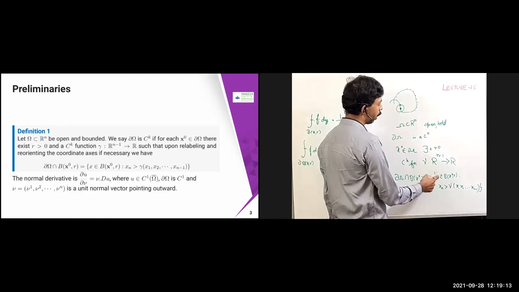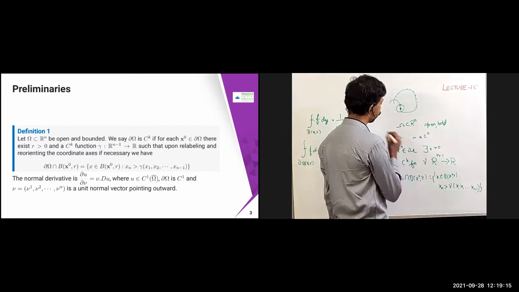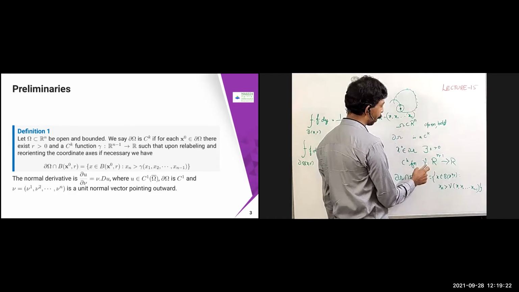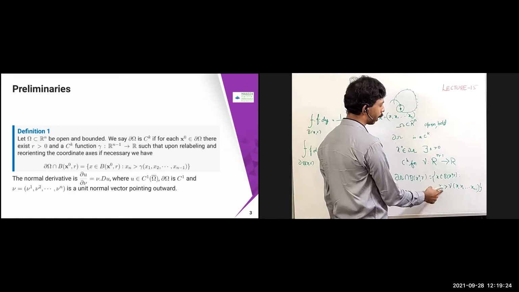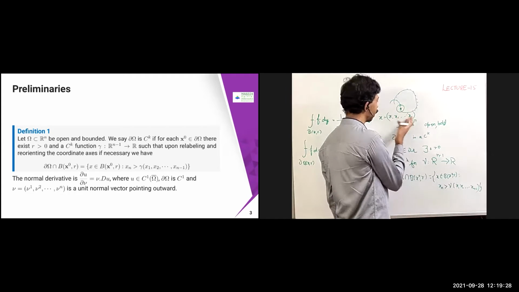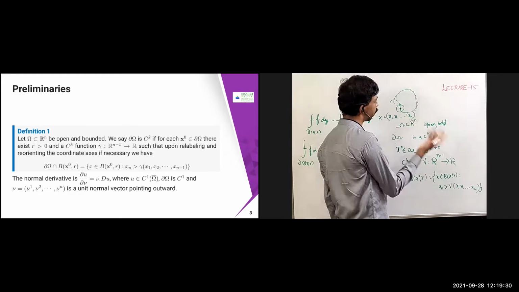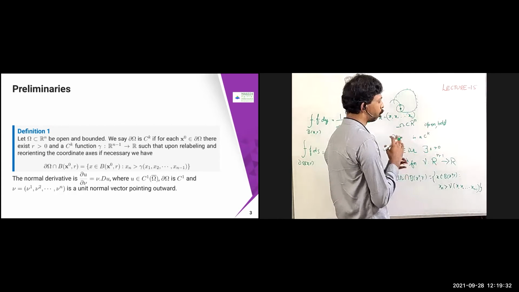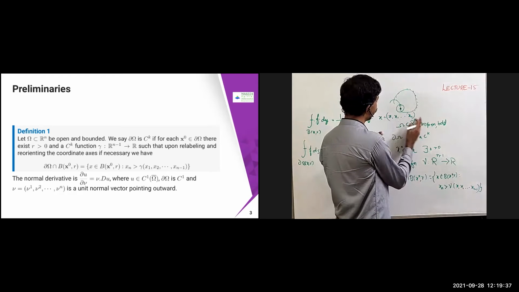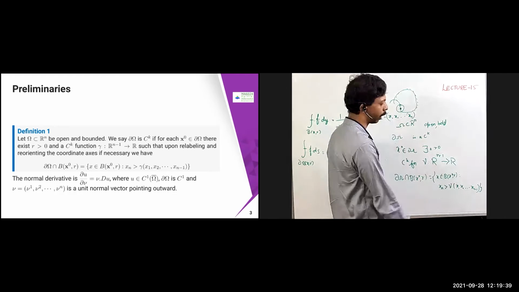Therefore it is an n-dimensional ball, and x is going to have n coordinates, x₁, x₂, etc., xₙ. Because I'm having a mapping γ, this xₙ should be greater than or equal to γ(x₁, x₂, ..., xₙ₋₁). Suppose instead of this xₙ, I have x₁ greater than γ; in that case you need to relabel or reorient your coordinates in such a way that you get that. You can do that.